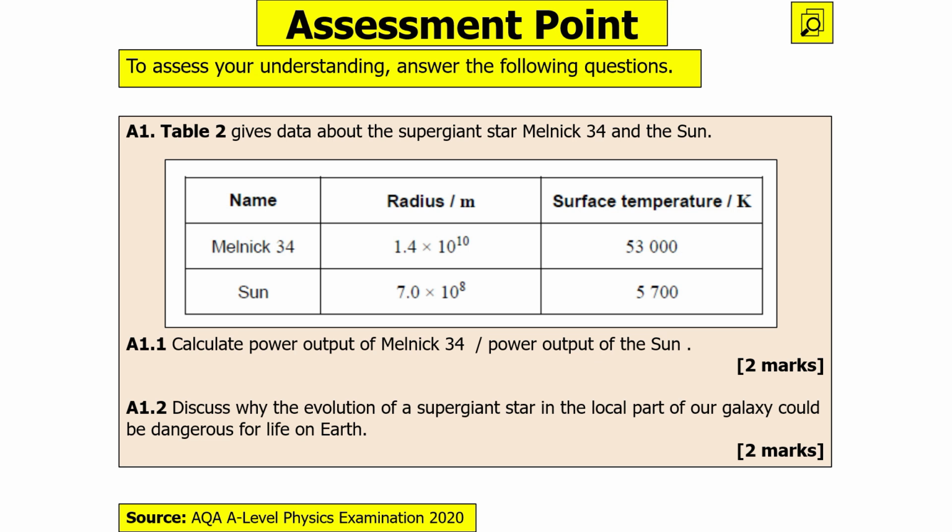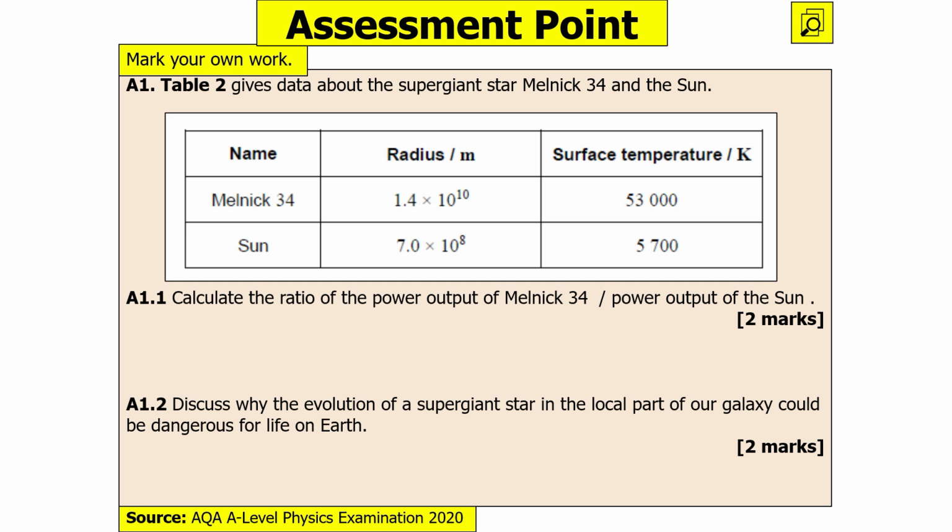The next question says, Table 2 gives some data about the supergiant star Melnick 34 and the Sun. Calculate the power output of Melnick 34 divided by the power output of the Sun, that ratio. Then discuss why the evolution of a supergiant star in a local part of our galaxy could be dangerous for life on Earth. So pause the video now, then unpause the video when you want to go through your answers.